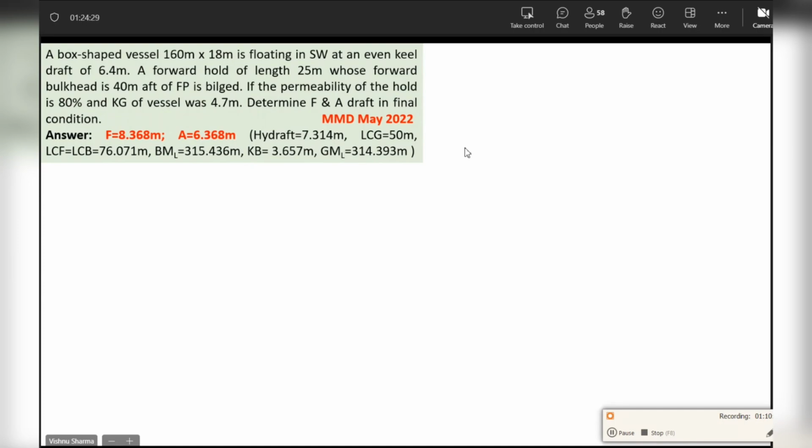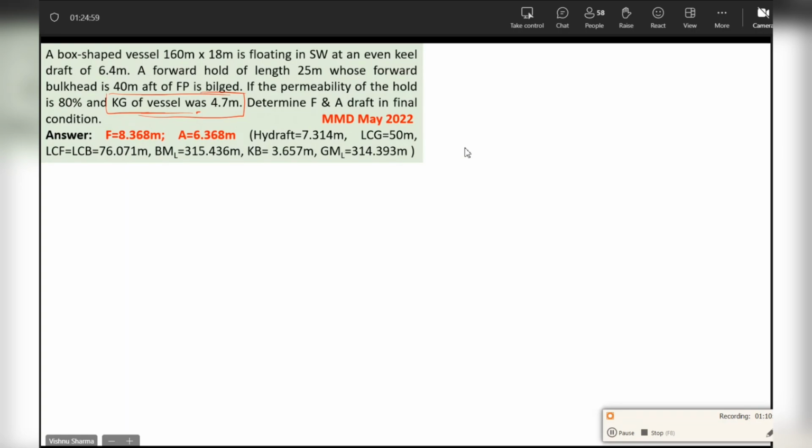Now here the KG is given, guys. So please be careful. You'll have to use the GML. Understood? Determine drafts forward and aft. So what I'll do is I'll keep prompting you and you please take the lead. Then I will quietly follow, and wherever your things don't match and you need clarification, you just give me a shout. Please make both the diagrams.